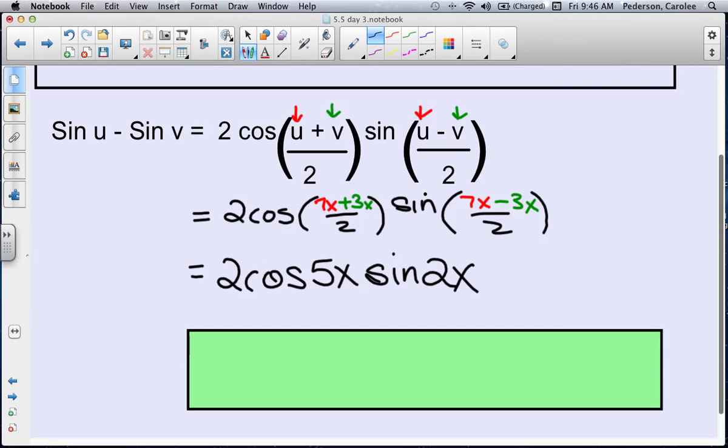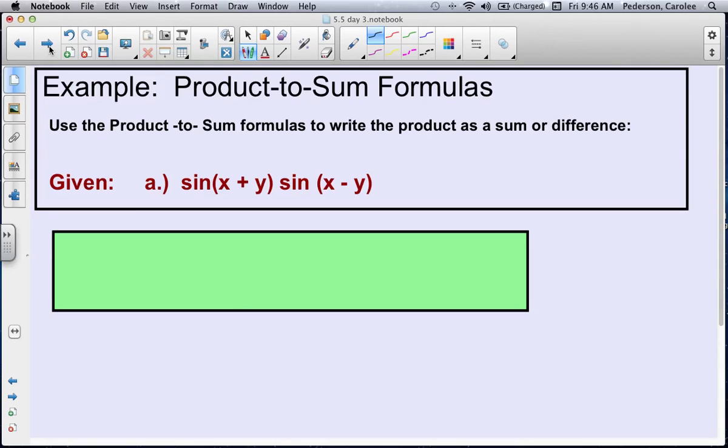Okay, last problem. Now we're going to do a new set of formulas. Product to sum formulas. So we have 2 trig functions that are multiplied together. Go out and find the appropriate formula.